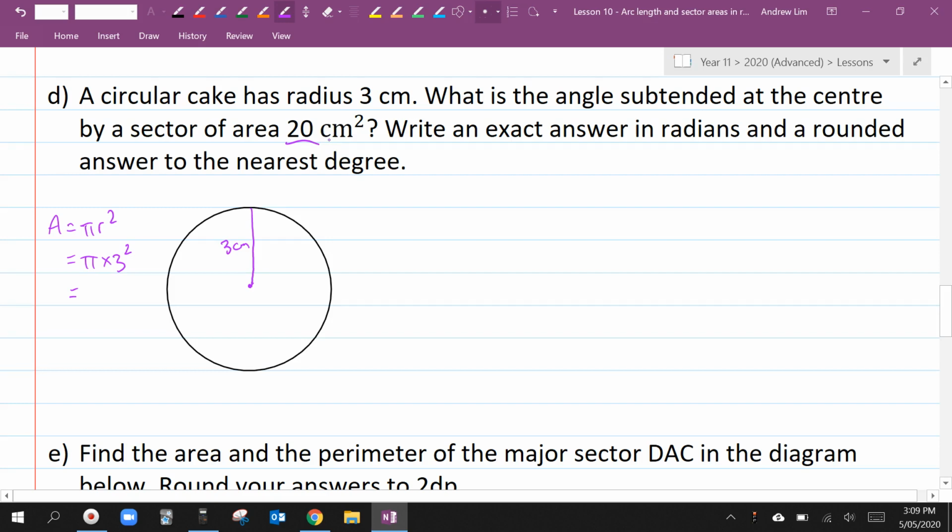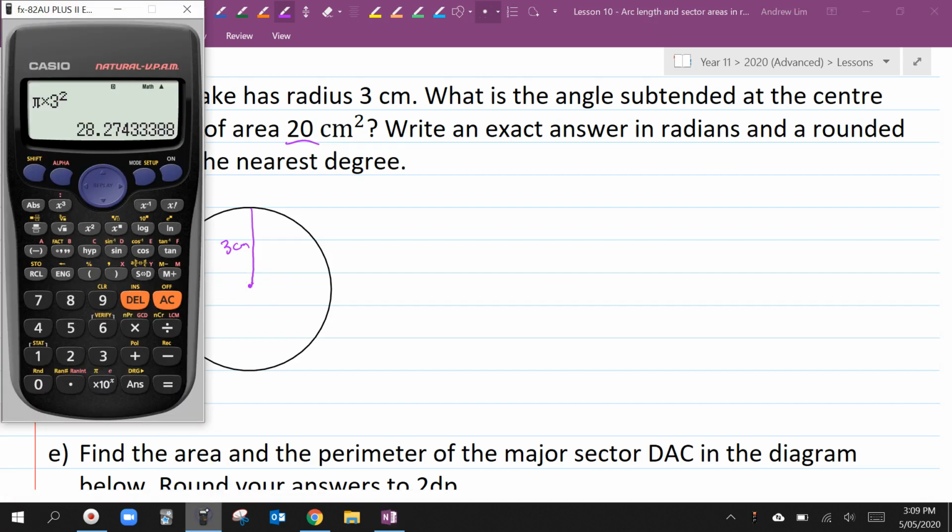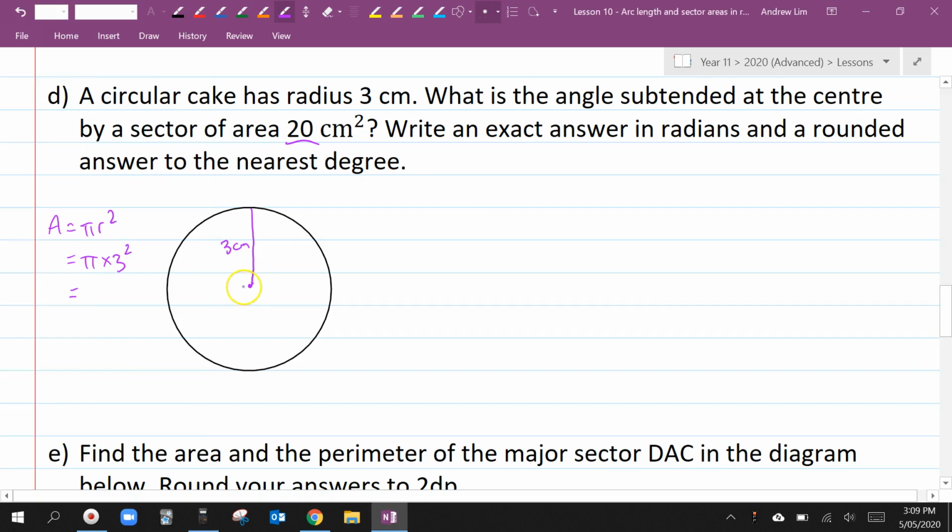Because 20 is more than half of that, I am going to assume it's going to look, actually let's do this. Let's do 20 divided by that. Okay, so it's close to 3/4, but it's not, so I'm just going to guess it's about there. And so I want to know how big this angle is.